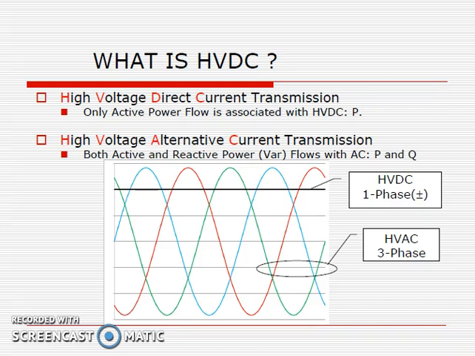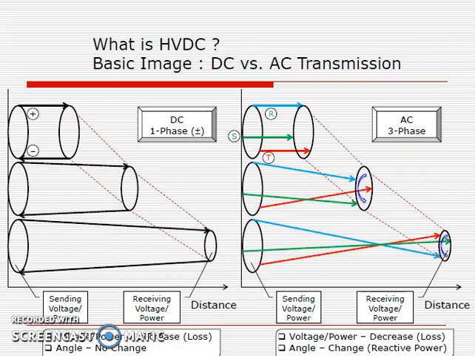and Q. So in this case, HVDC is only a single line, whereas in HVAC, three phases R, Y, B will be transmitted from the sending end voltage to the receiving end voltage, from the sending point to the receiving point. So this is a basic image of the HVDC and AC transmission lines.